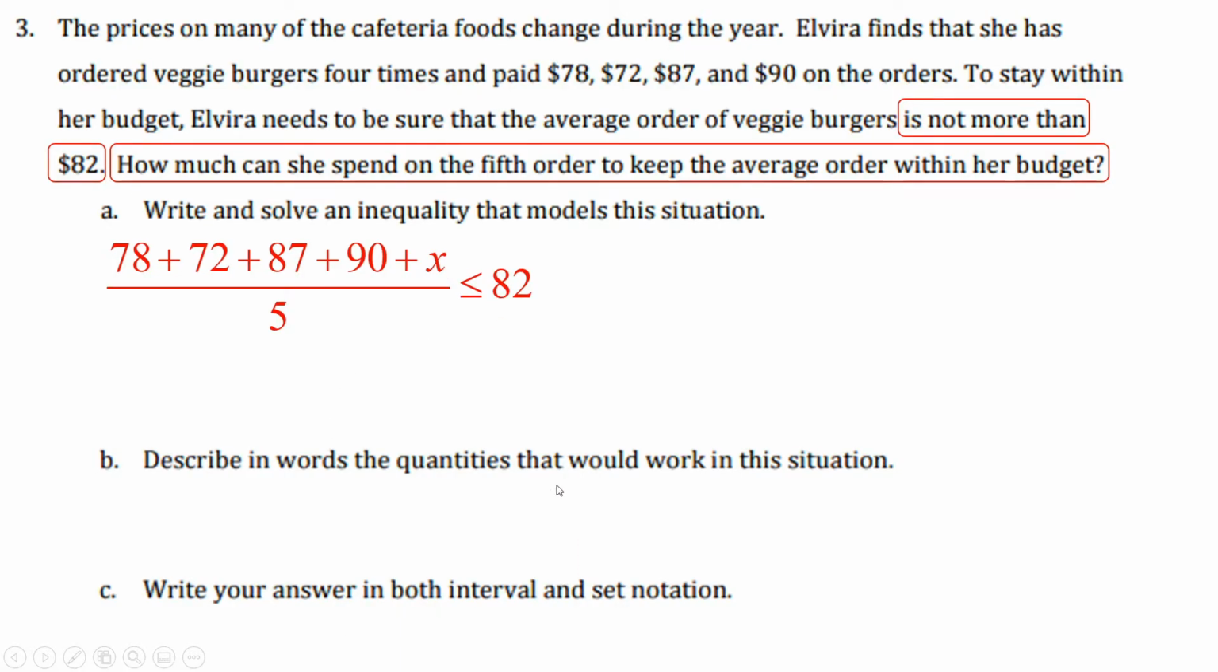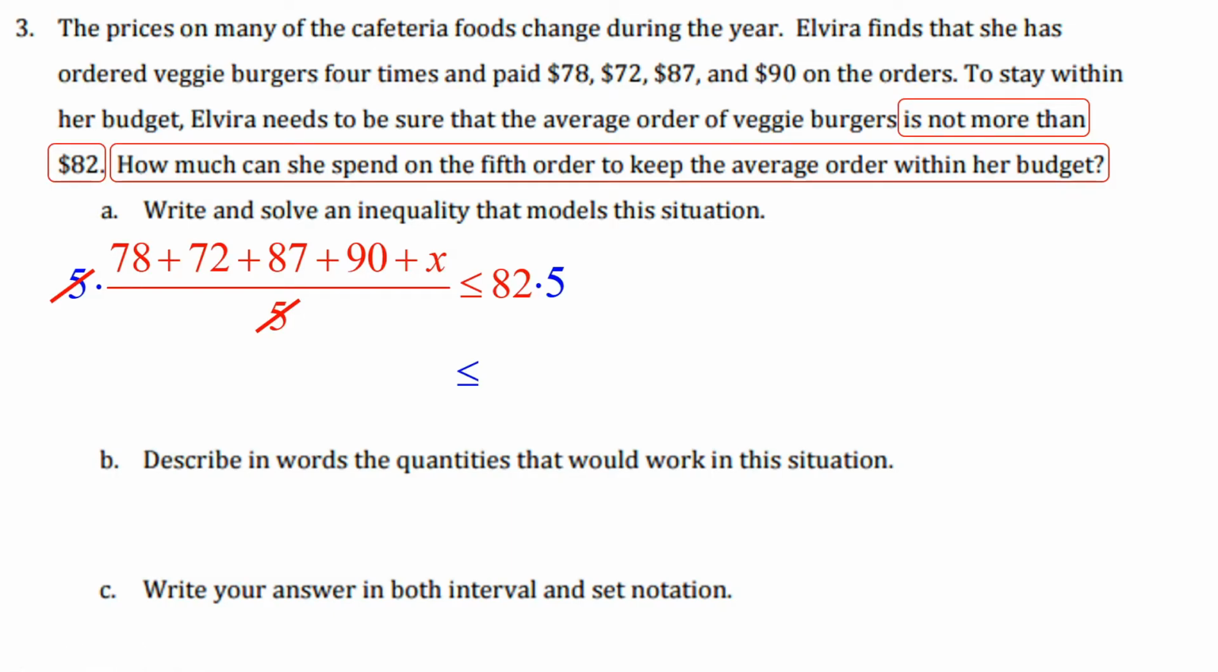So now all I have to do is solve this inequality for X. Now, I know it looks a little more complicated right now than what we've done so far, but this is grouping right here. This whole numerator is being divided by 5. So the first thing we're going to do is undo that division by 5 by multiplying both sides by 5. Now we bring down the inequality. And on the left, the 5's cancel. And on the right, I'm going to add up these numbers plus x. So let's add them up.